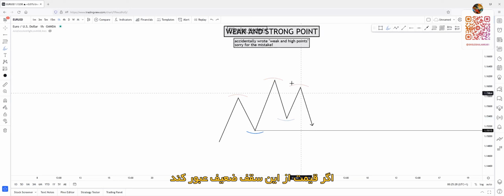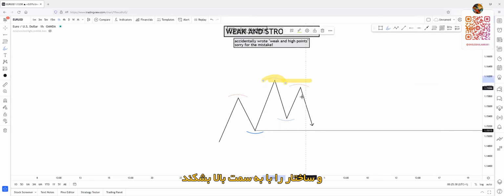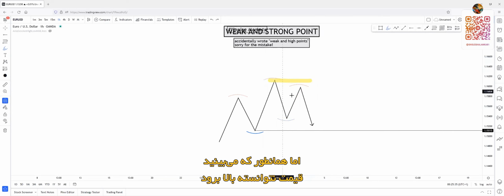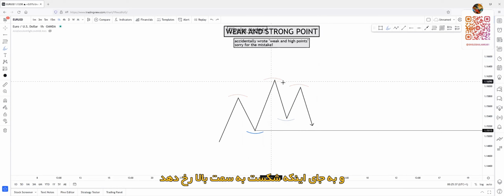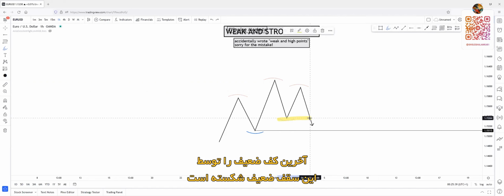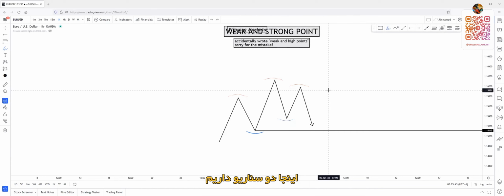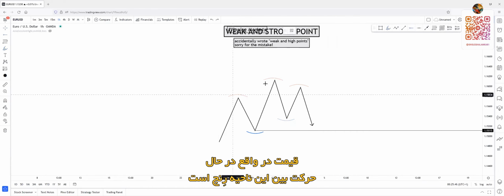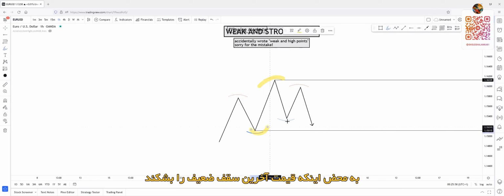If price breaks through this point, this weak high, and breaks structure to the upside, this low will be strong. But as you can see, price couldn't break above, and instead of breaking above, it broke through the last weak low with this weak high. We have two scenarios here. Actually, price is moving in this range, so between this high and between this low.